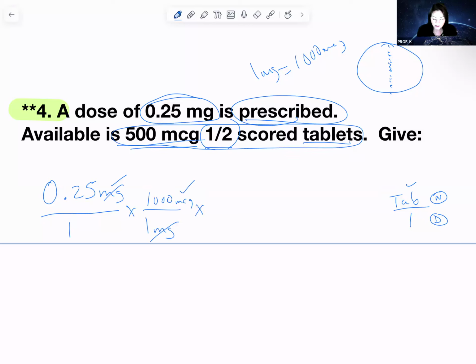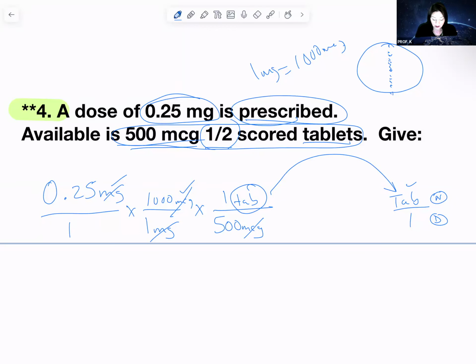So this is where I think some of you got mixed up. 500 micrograms in 1 tablet. This is just telling you how it's scored. You're not using that in the problem, okay? It's just saying you can break the tablet in half. So now I get rid of my micrograms and I'm left with tablet in my numerator. That's exactly where I need it. Everything else is crossed off.